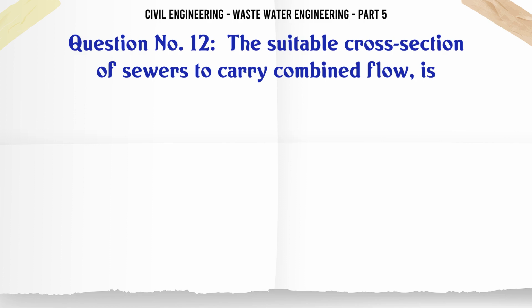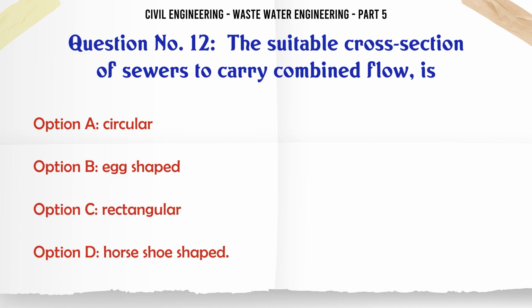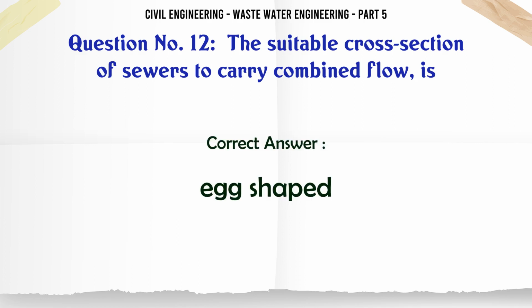The suitable cross-section of sewers to carry combined flow is: A. Circular, B. Egg-shaped, C. Rectangular, D. Horseshoe-shaped. The correct answer is egg-shaped.